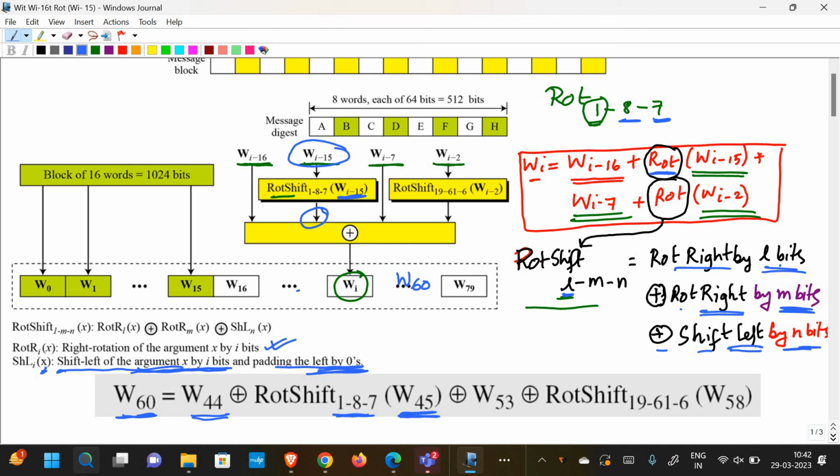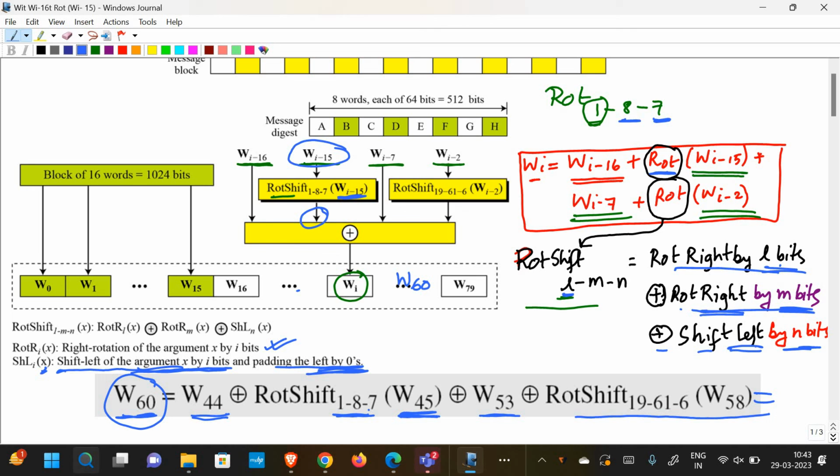Rot shift is again the same thing here. Rotate by 1 bit, then rotate by 8 bit, and we have the shifting of 7 bit. Same way, W53 is directly coming because i minus 7 directly comes in here. So that's why 53, and the rot shift of the last one. This output will be W60, the word 60. Like that, W79 will also be generated by this key expansion process.